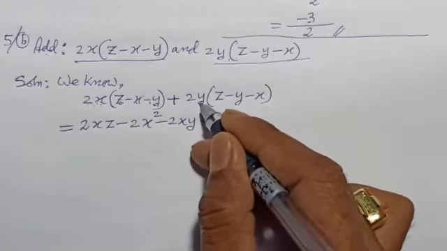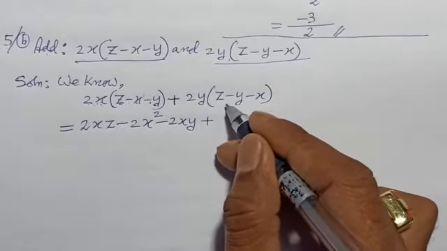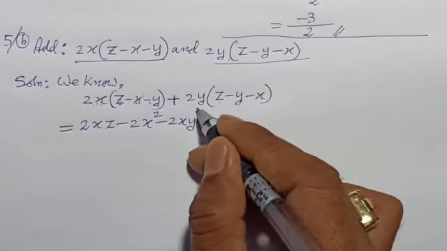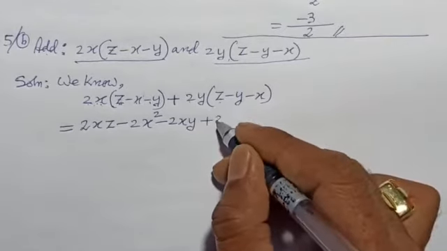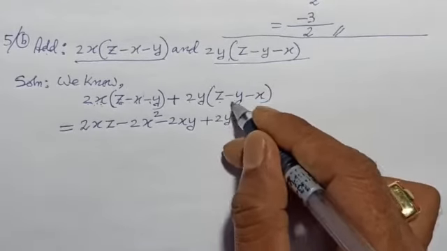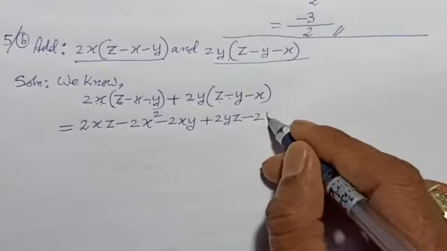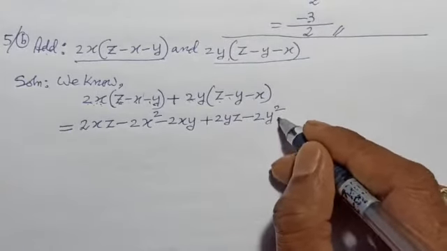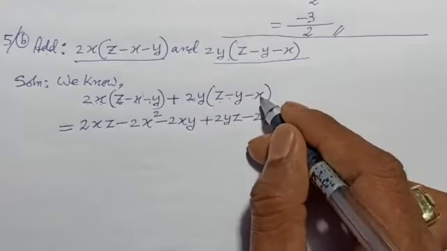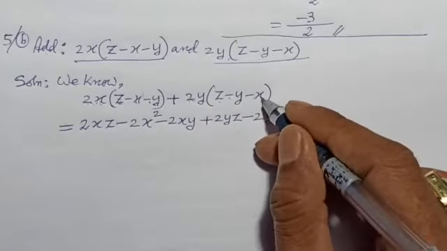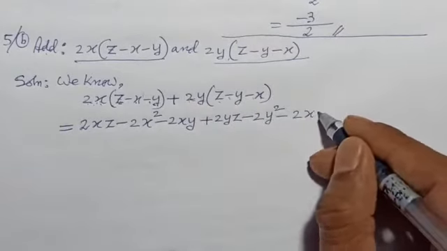Then this 2y will multiply these 3 terms. This is first term, second term, third term. 2y into z, that is 2yz. Then minus sign. 2y into y, powers are adding, then y square, then minus sign. 2y into x is, let's write x first, xy, 2xy.